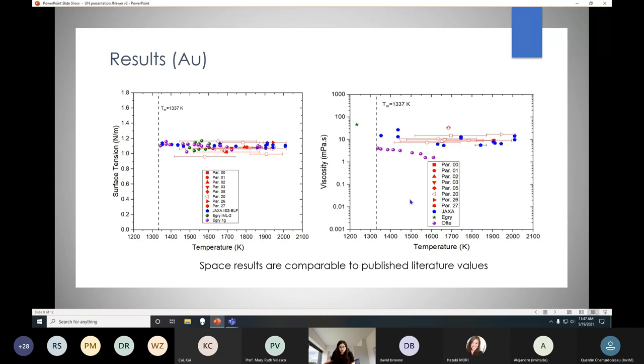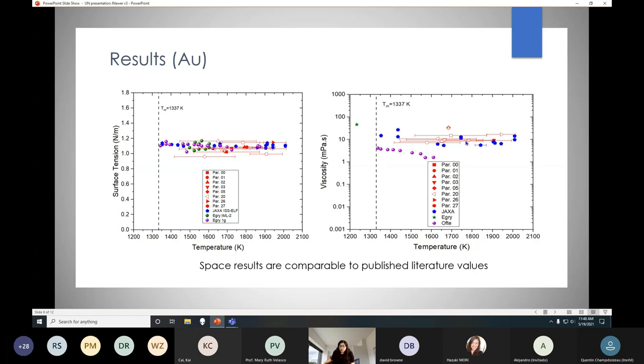The plot on the right shows the viscosity of liquid gold as a function of temperature. Immediately we can see that there are fewer data points for parabolic flight, because gold is so dense and takes a longer time to damp out. So we do not achieve sufficient time during parabolic flight to get viscosity. But we got many more data points from JAXA-ELF once we ran the test on the International Space Station, where we had enough time for the sample to damp out and we got viscosity from it.